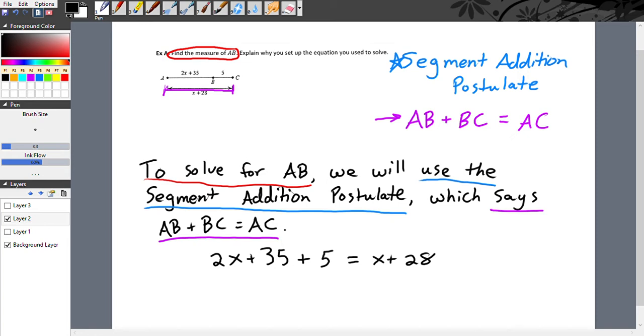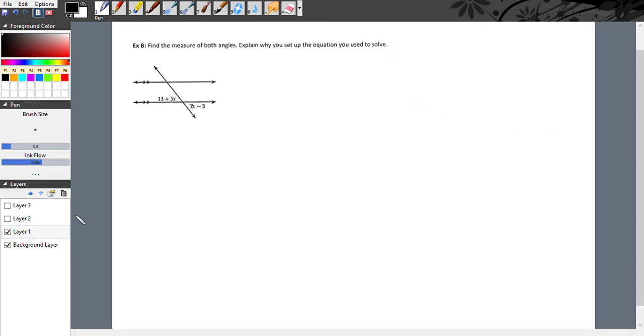So that's how we would do one of these using the information that we learned in Unit 1. Our angle addition problems from Unit 1 will be very similar. Instead of saying segment addition postulate, we'll say angle addition postulate, and we'll show which angles we would add together. So it's the same idea, just using angles instead of segments. Now, our final example that we're going to go through here is going to be one that uses some information from Unit 2.